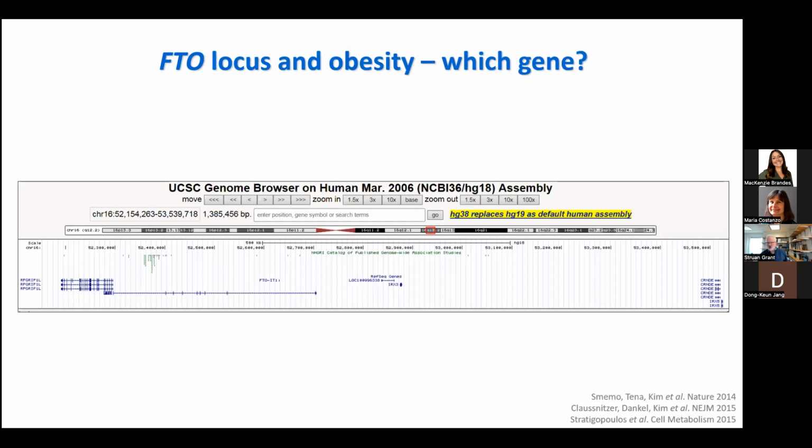Here's a shot of the UCSC browser, and you'll see these green dots here in the FTO gene, which represent independent studies that have all seen FTO like we have in the kids, that there's very strong consensus there's this region in the intron of FTO. And so there's been a big presumption that FTO is the causal gene, and lots of studies have gone back and forth characterizing the function of FTO.